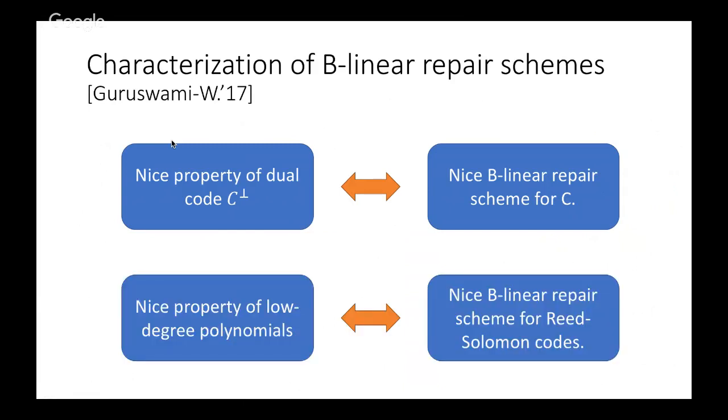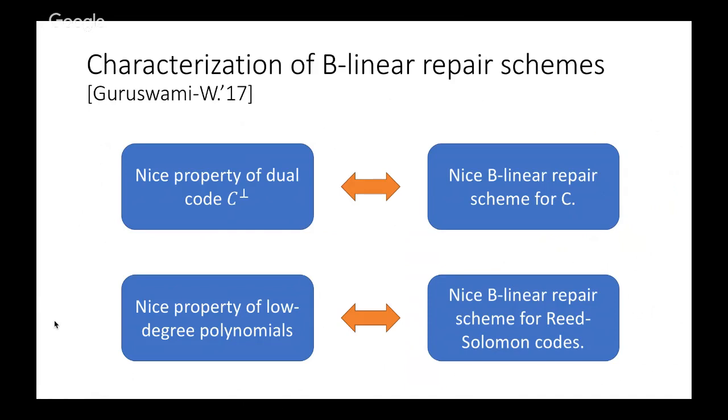And the corollary for Reed-Solomon codes is that nice linear repair schemes for Reed-Solomon codes correspond to nice properties of the dual codes. Dual codes of Reed-Solomon codes are again Reed-Solomon codes, and Reed-Solomon codes are just low-degree polynomials. So that translates into nice properties of low-degree polynomials. And so the way we get the advertised repair schemes for Reed-Solomon codes is by coming up with nice families of low-degree polynomials. So this is the characterization.